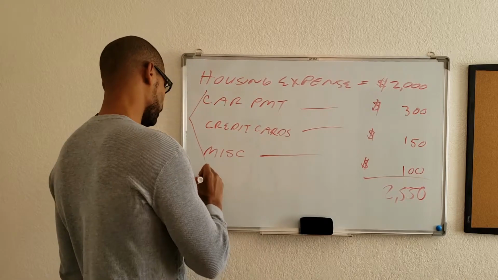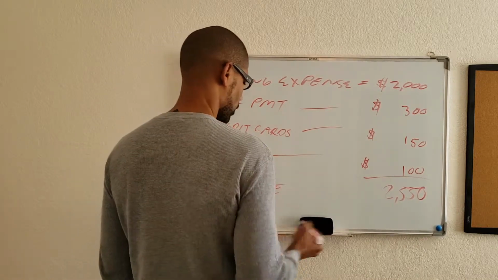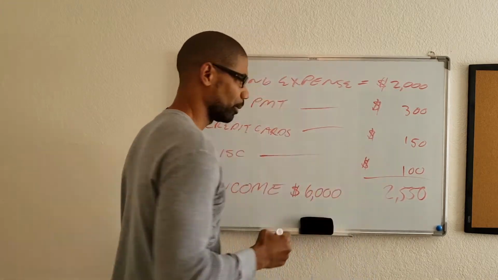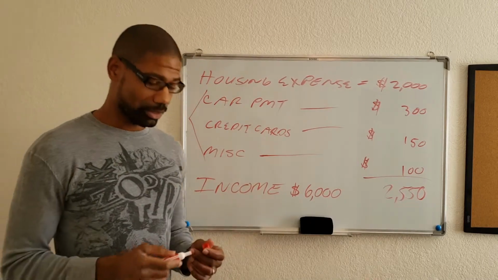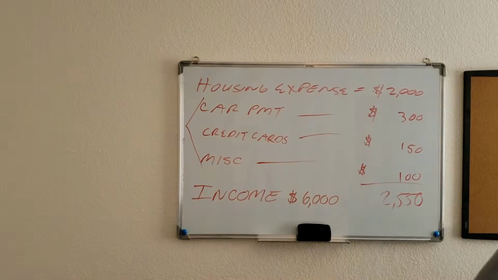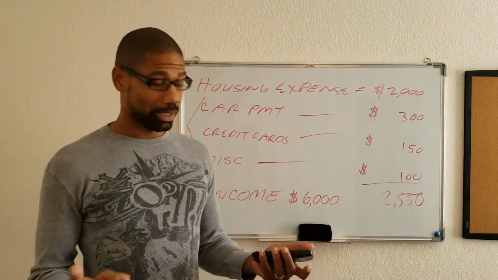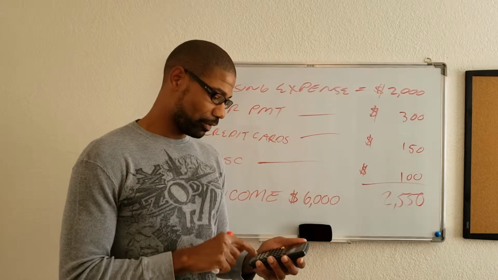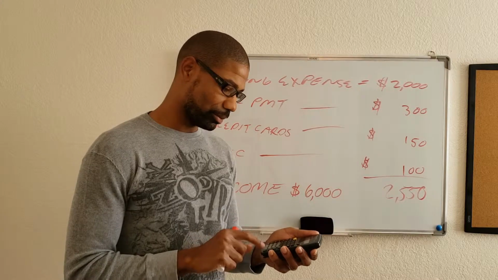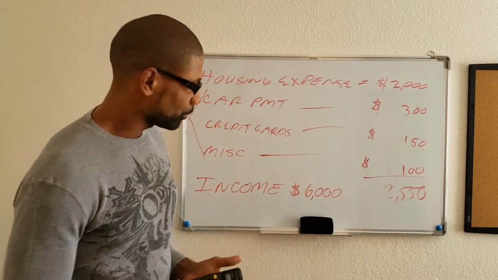Now, income. Let's say your income is $6,000 a month. So the way we figure out your DTI, and there's no way I'm doing this in my head, forget about it. I'm back. All right, so you're going to grab a calculator, plug in 2,550. You're going to divide that by your income of 6,000. Then you're going to multiply that by 100.